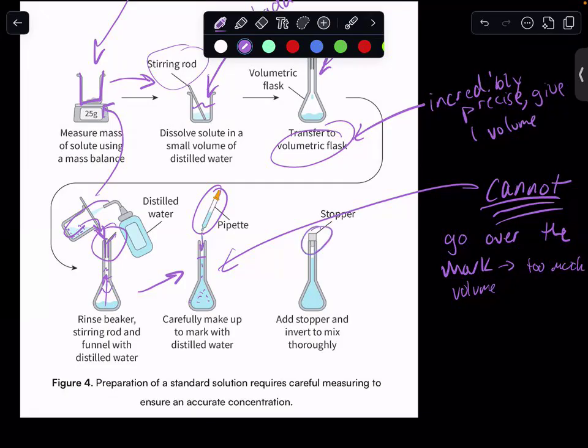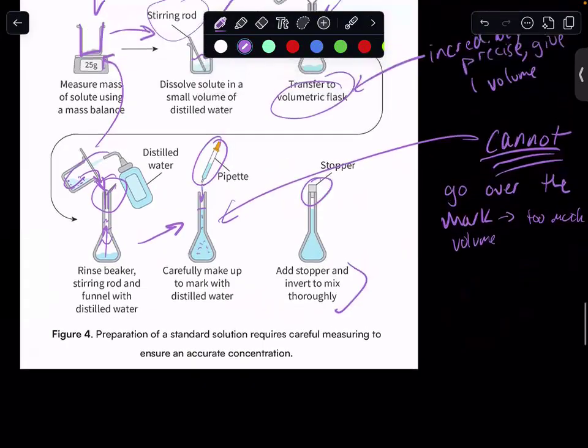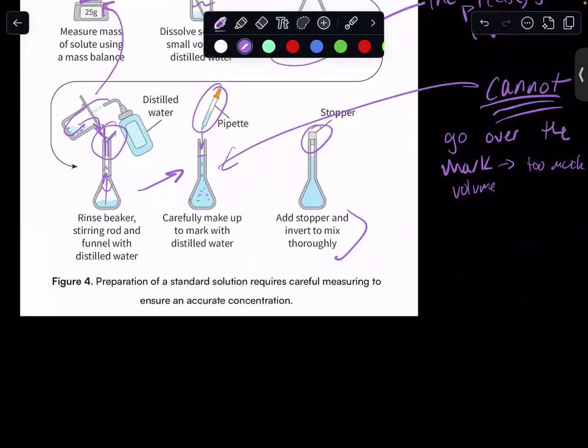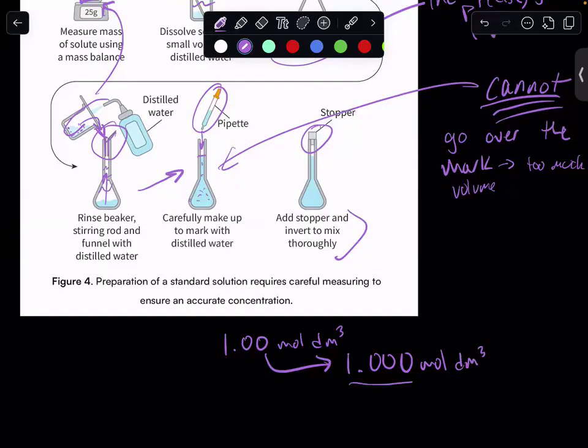Lastly, you just stop it and you invert to mix. You generally just invert it a couple times. So this is how we make very precise standardized solutions. A good standardized solution usually has three sig figs, so 1.00 or even more mole per decimeter cubed, maybe even more to 1.000 mole per decimeter cubed. It's kind of hard to get that specific. You need to have specific tools for it.